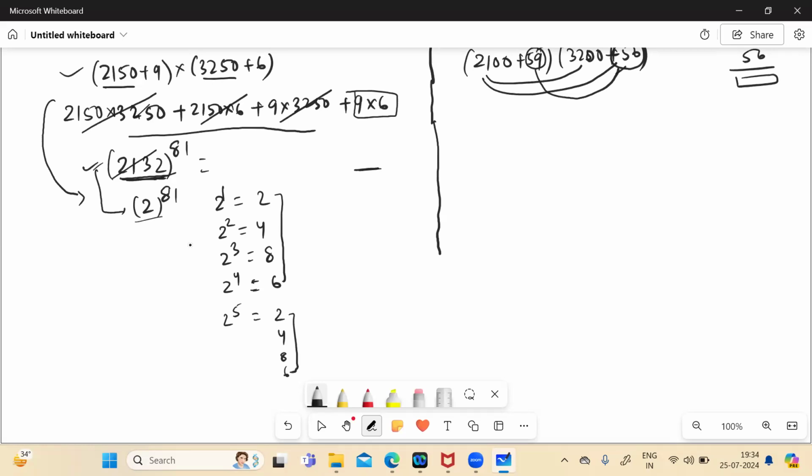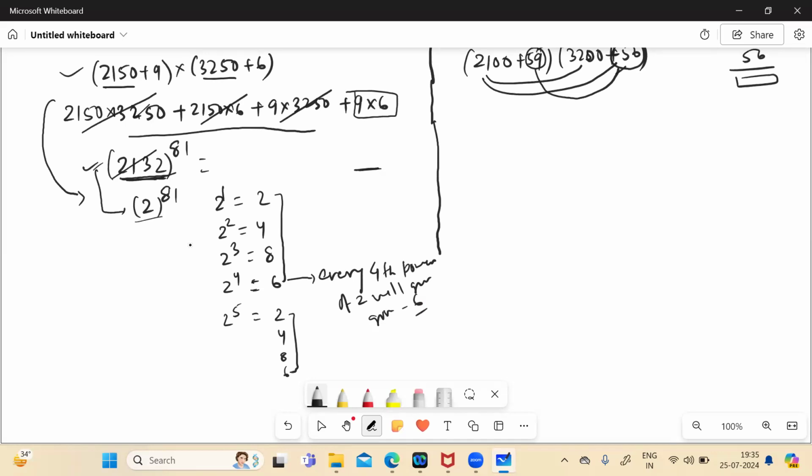And in this cycle, every fourth power of 2 will give a unit digit of 6. I'm explaining it for 2 and you can do it for all other digits. Sometimes people make the mistake of taking every fifth power as 2. No, it's not. Every fourth power will be 6, the next power will be 2, the next power will have 4, the next will have 8, then 6, and so on.